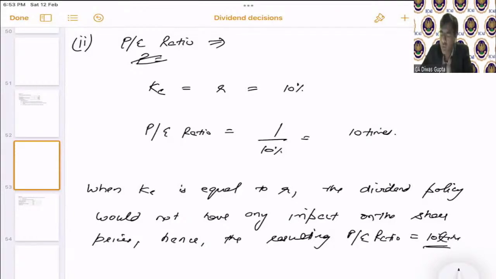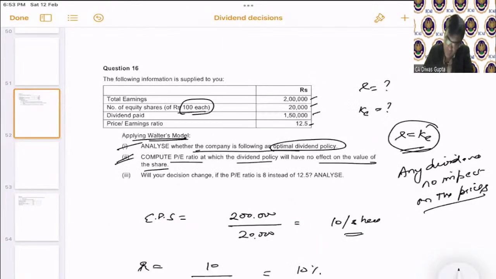Now, the last part of the question. The last part of the question says, will your decision change if the PE ratio is 8 instead of 12.5? Analyze. In the first part, they have asked our decision whether the company is following an optimal dividend policy or not. We have said no, the company is not following. But they are saying now if the PE ratio is 8, then will your decision change?